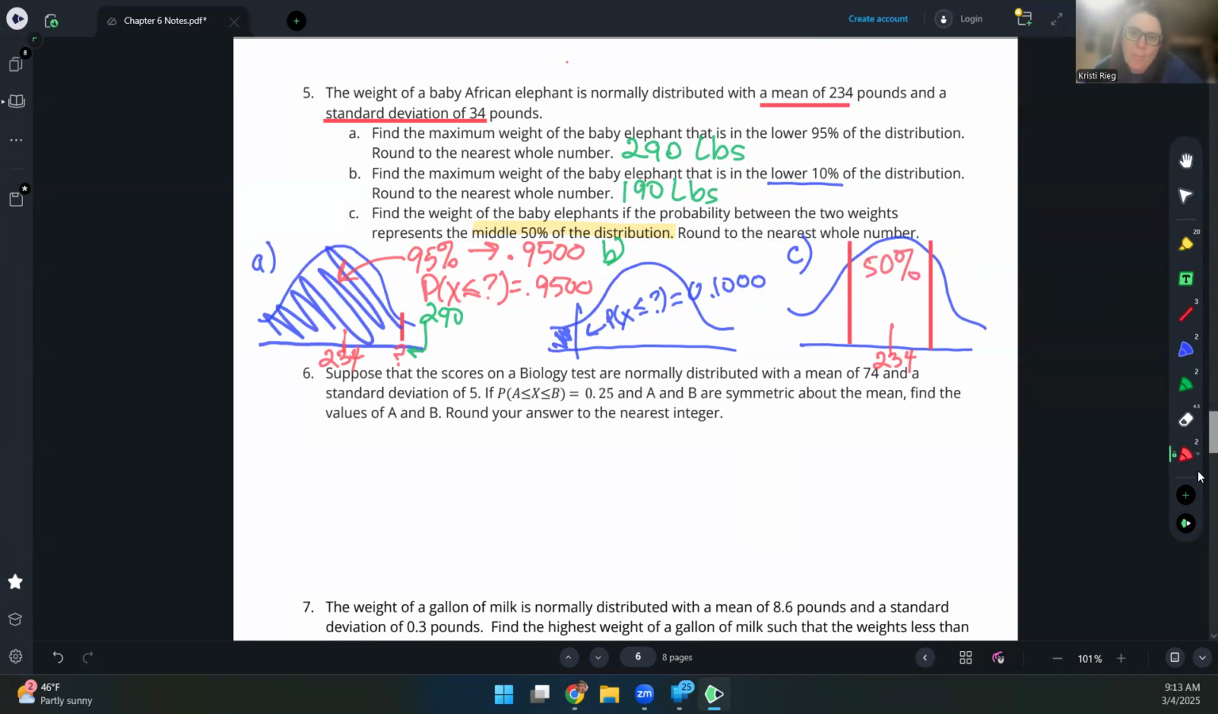So we want that middle area to be 50%. So what is that? We've talked about this before. I'm going to draw number 6 for a minute and then I'll erase it. But we've talked about this before with the 5-number summary.